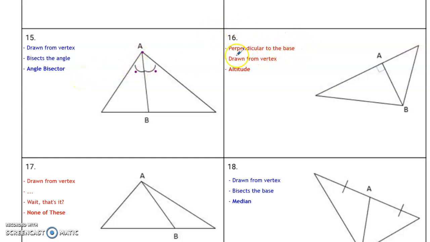For question 16, it's perpendicular to the base. I can see the right angle right here. And it's drawn from a vertex. It's drawn from vertex B. So it must be an altitude. Remember, altitudes are drawn from the vertex and are perpendicular to the base opposite.